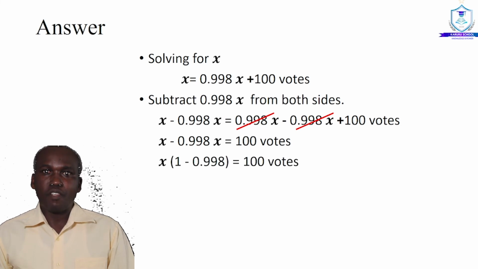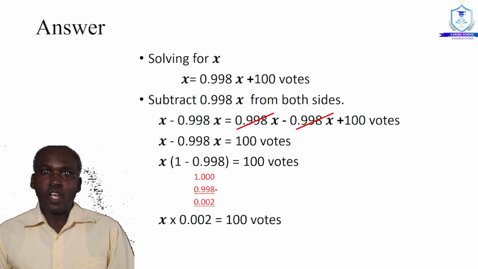We then factor out the variable x. This gives us x, open the brackets, 1 minus 0.998, close the brackets, equals 100 votes. Subtract 0.998 from 1 to get 0.002. This results in our new equation, x multiplied by 0.002 equals 100 votes. This gives us 0.002x equals 100 votes.